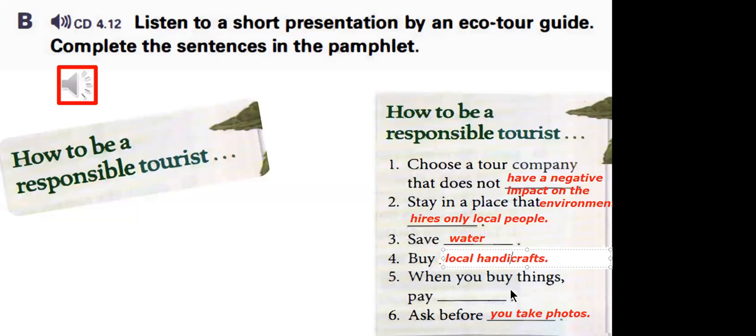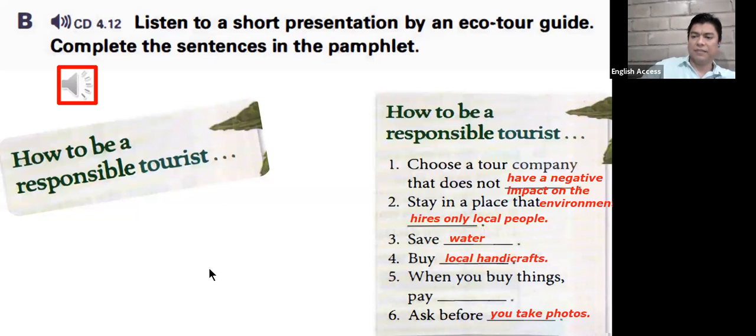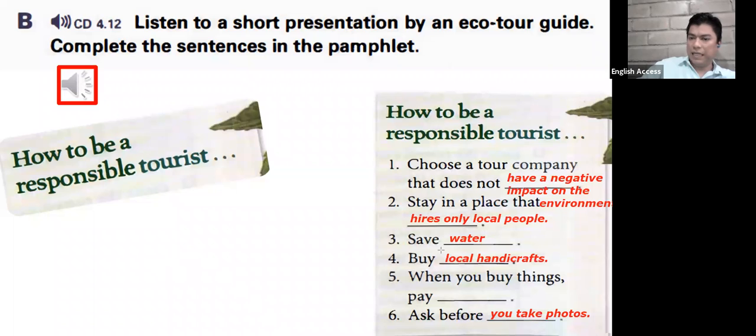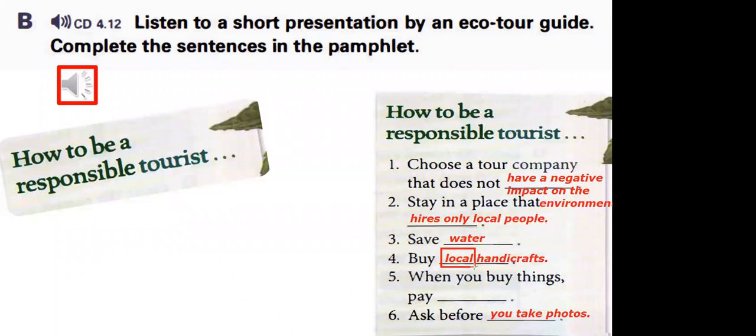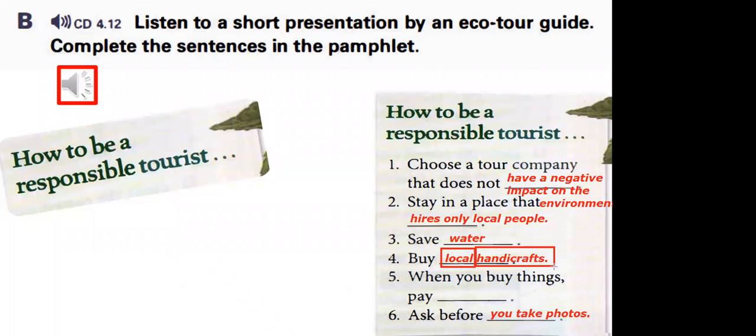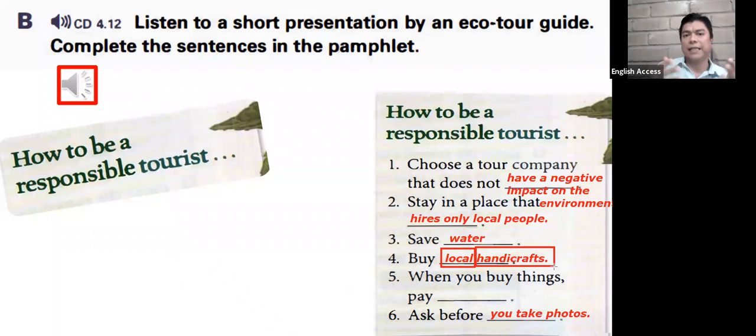Number 4, buy local handicrafts. Teacher, what are local handcrafts? Local, like the name says, it's from the same place. Handcrafts are all of those little things handmade, like hats or wallets or necklaces or bracelets. Oh, okay, what people make with their hands. That is a handcraft, yes.